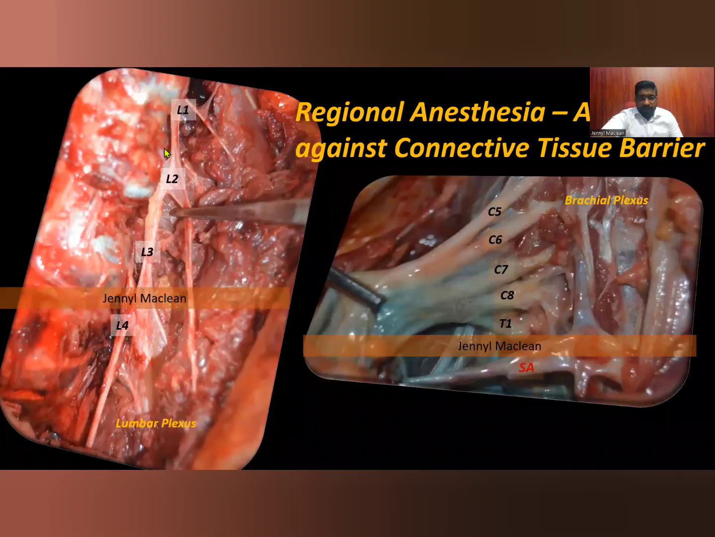This is another fresh cadaver dissection done by me showing the lumbar plexus. You can see the L1 nerve root, the L2, the L3, the L4 which forms the femoral nerve, and you can see the obturator nerve also. So I'm not deviating from the topic. The topic per se here is regional anesthesia, an era of fight against connective tissue barrier. That is what I'm here to prove to the whole world. Let's see.